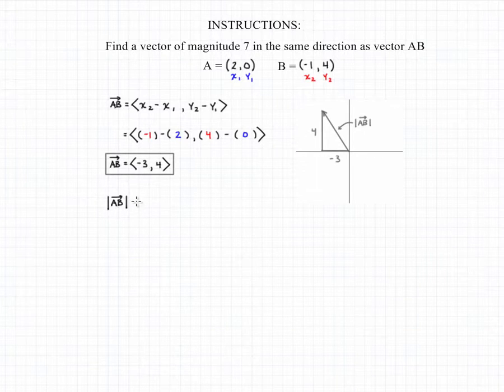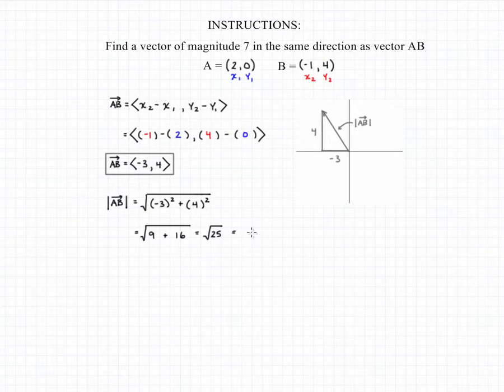So if we use a modified form of the Pythagorean theorem, we get the magnitude of vector AB being equal to the square root of (-3) squared plus 4 squared. This will be the same thing as the square root of 9 plus 16, or the square root of 25, which of course simplifies to 5.